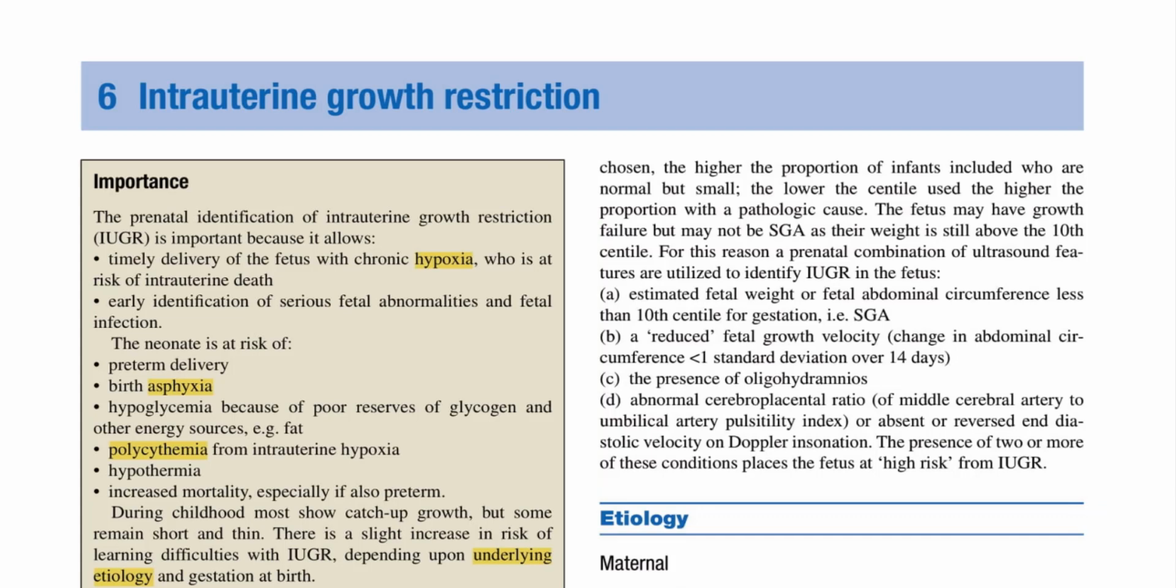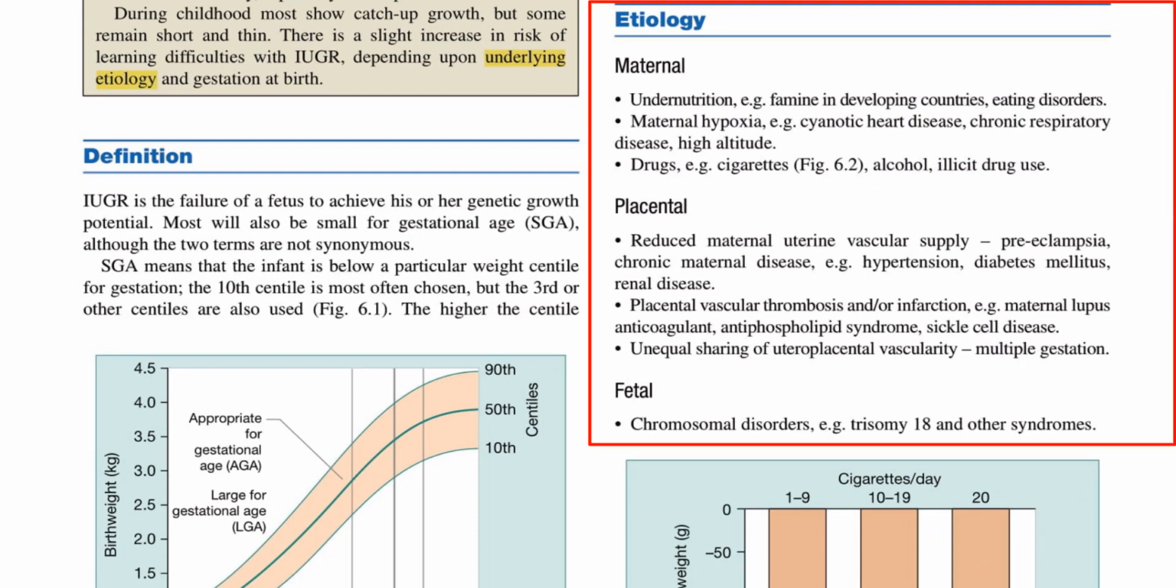Figure 6.1 chart showing increase in birth weight with gestational age. Most small for gestational age fetuses or infants are constitutionally small. Etiology. Maternal. Undernutrition, for example, famine in developing countries, eating disorders. Maternal hypoxia, for example, cyanotic heart disease, chronic respiratory disease, high altitude. Drugs, for example, cigarettes, figure 6.2, alcohol, illicit drug use.